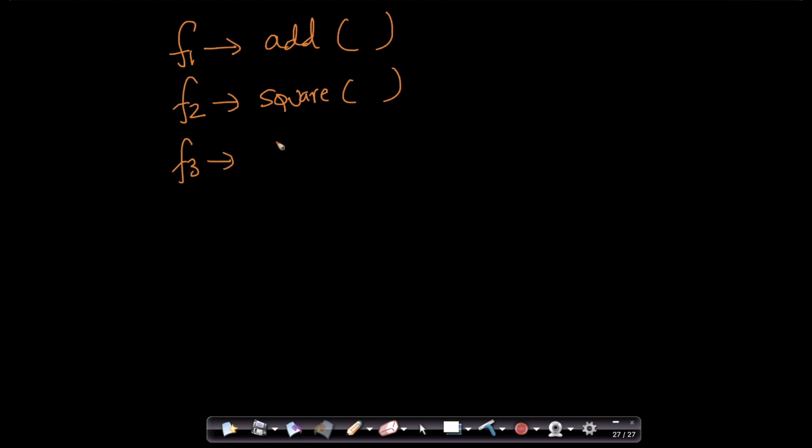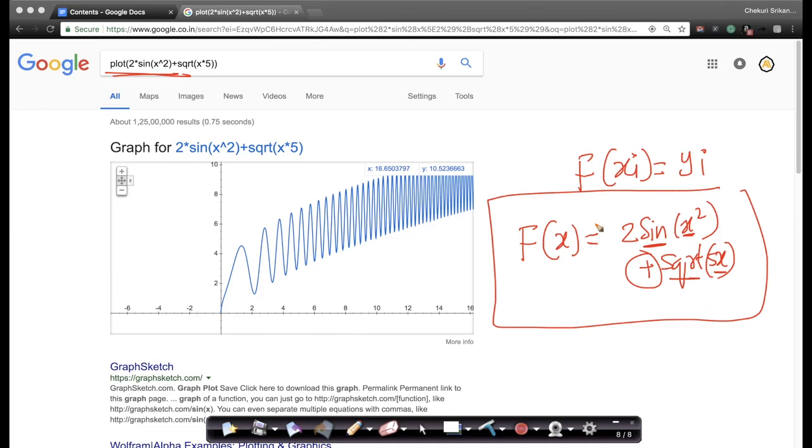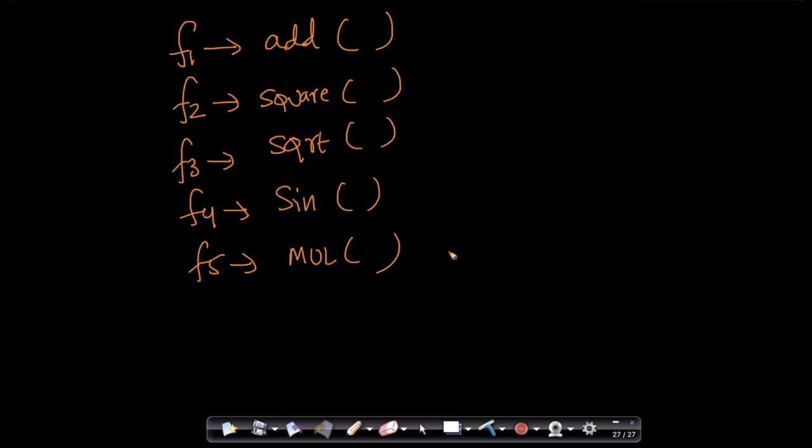Let's assume my function f3 is a square root function. Let's say my function f4 is a trigonometric sine function. Let's say my f5 is a multiplication function. Now using these functions, can I construct this larger function? I can. So let's see how to do that.